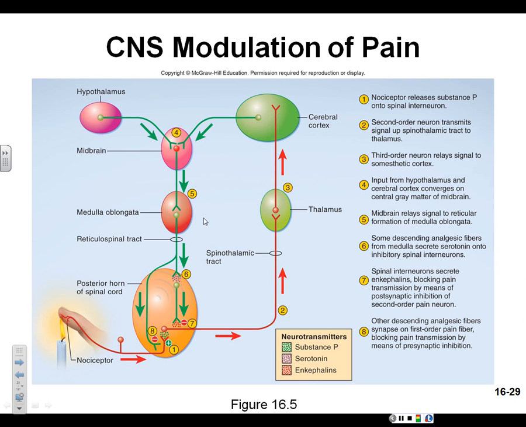There, the descending analgesic fibers are going to form a synapse with the first order pain fibers, blocking their release of their neurotransmitter chemicals, and it inhibits the presynaptic signal that then would travel, and that will block pain.